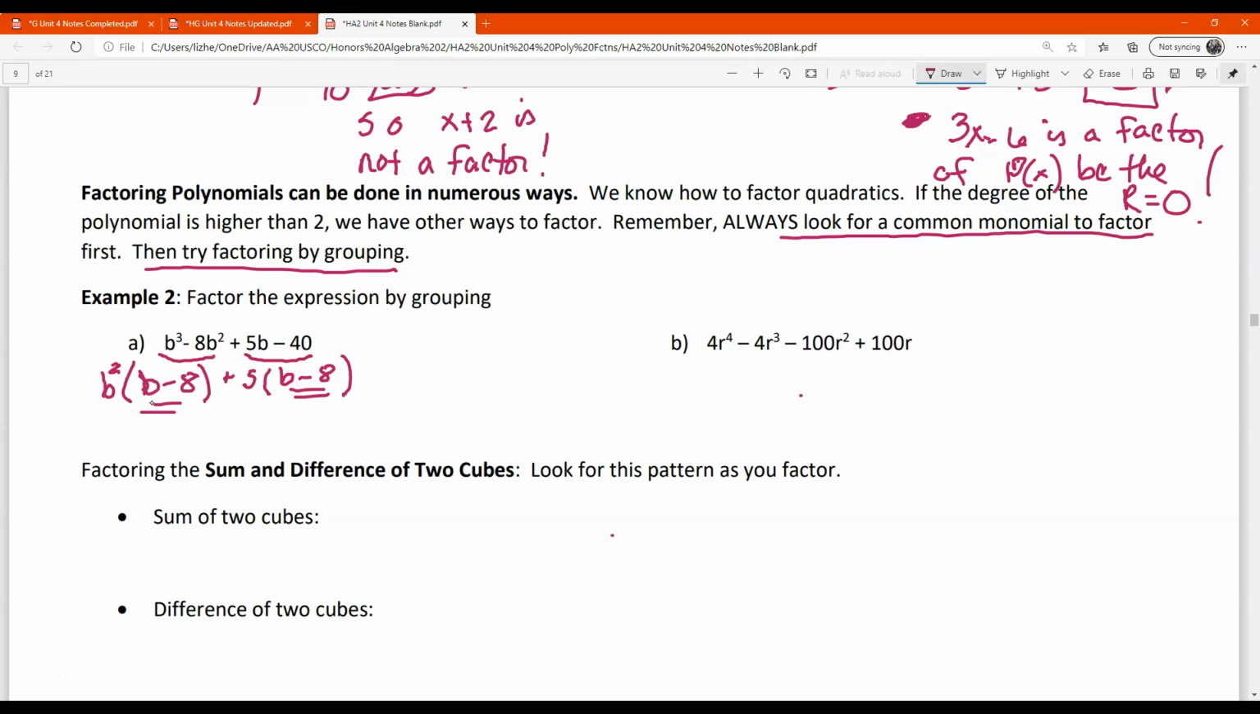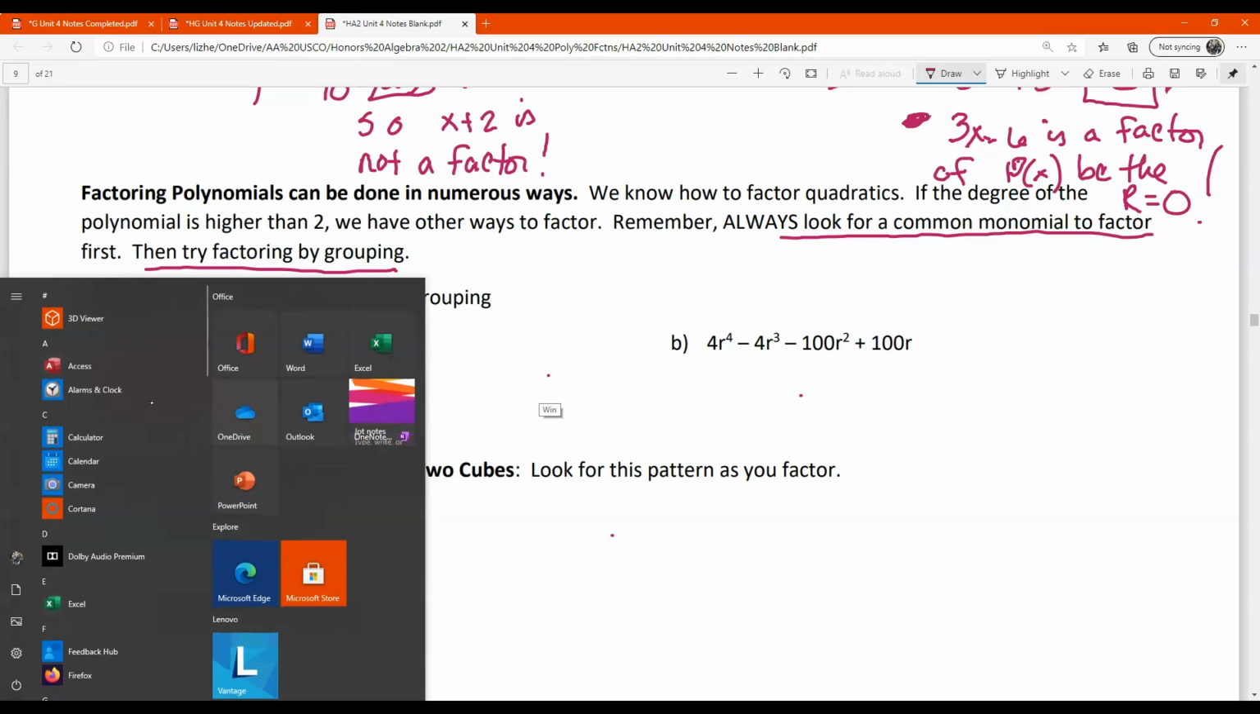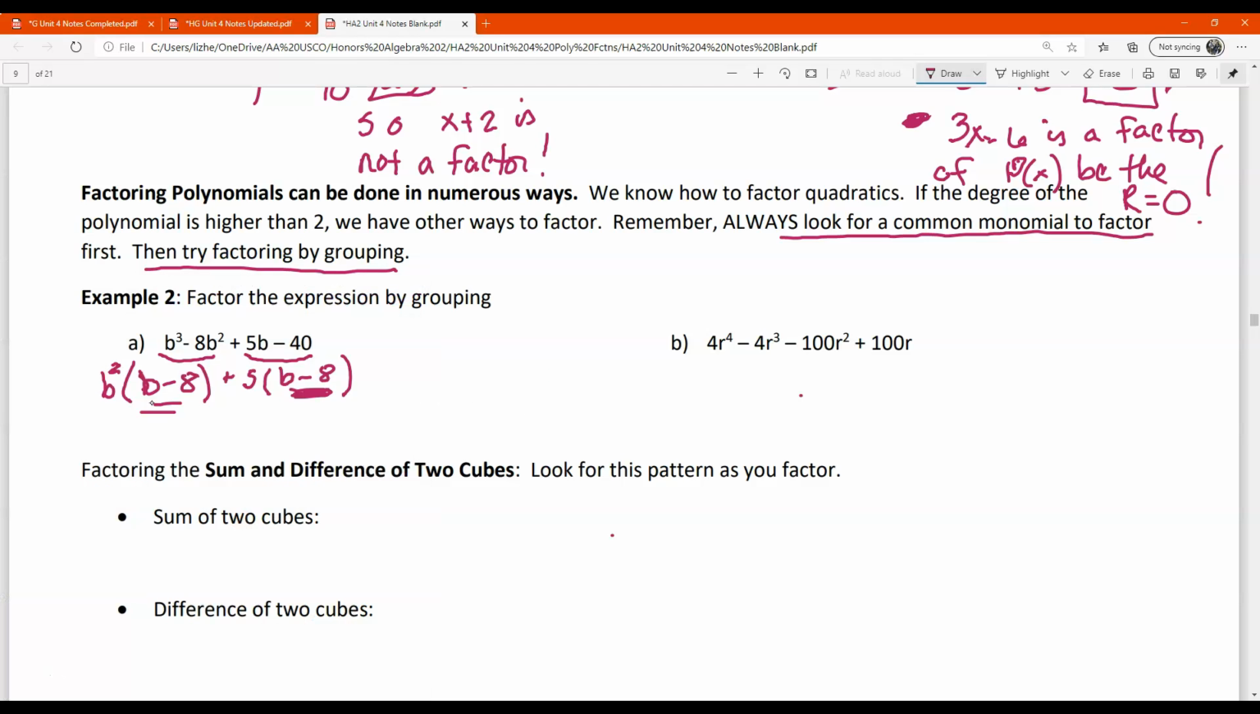You need these to be exactly the same. I'm not really sure what that is. So then maybe if I write over here, then we have b squared plus 5 times b minus 8.